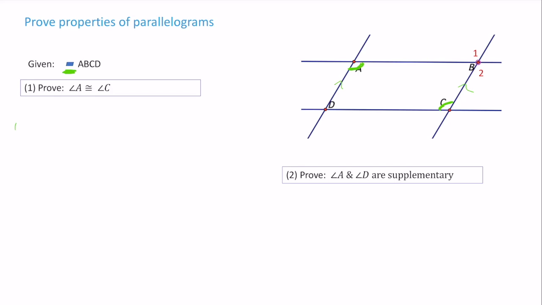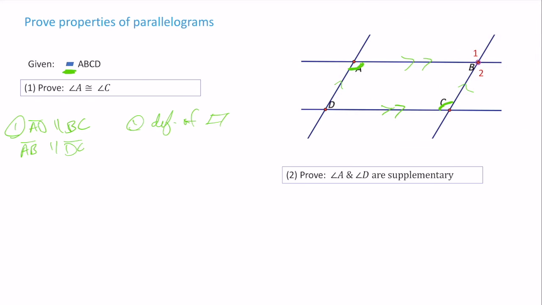BC, so 1. We know that AD is parallel to BC, and we also know that AB is parallel to DC. So AB is parallel to DC. And that's because that's the definition of a parallelogram, and I'll just use the little symbol they use. Okay, so now 2.